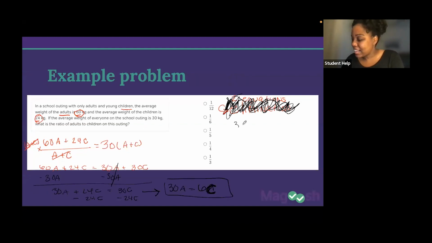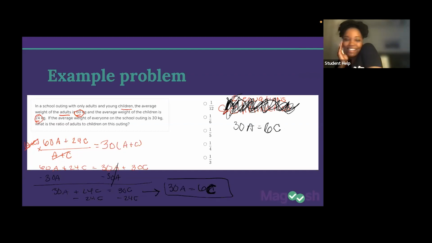Oh, well, the next part's super easy. Your ratios already, I'm sorry, Katie, I messed you up. On my paper, it looks like it's flowing from one to another, and it's not. It's literally the next question. So I apologize on that.